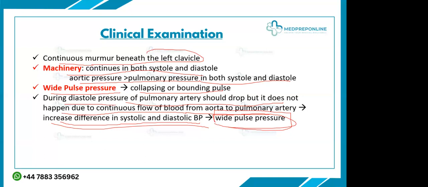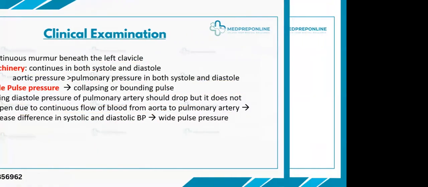And when you check the pulses, in the brachial pulse, in the radial pulse, even the dorsalis pedis artery, they will all be very bounding pulses, just felt with your hand. So there will be a continuous machinery murmur just below the left clavicle or in the second intercostal space that may radiate to the back in the interscapular region. Along with that, there will be the wide pulse pressure, and there will be the bounding pulses, wide pulse pressure, and the continuous murmur. These are the main three findings they are going to give you in the clinical scenario.